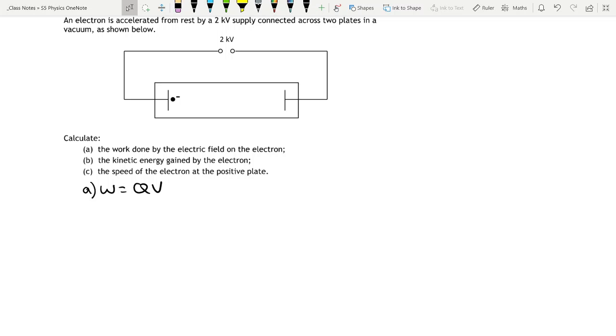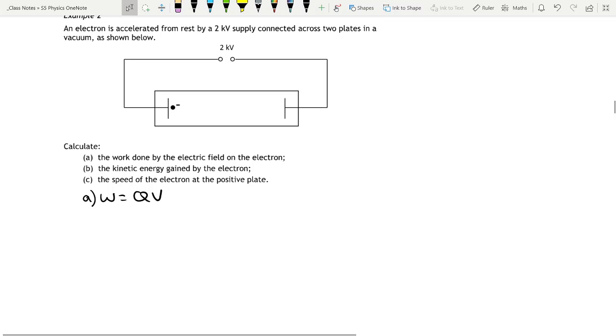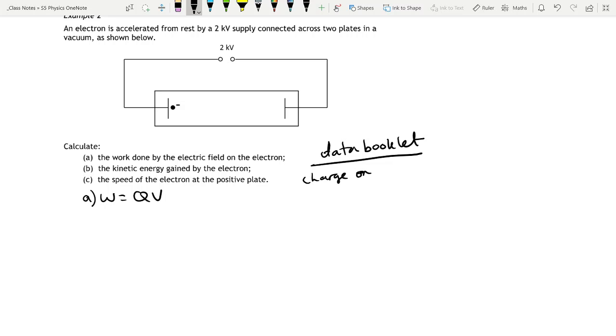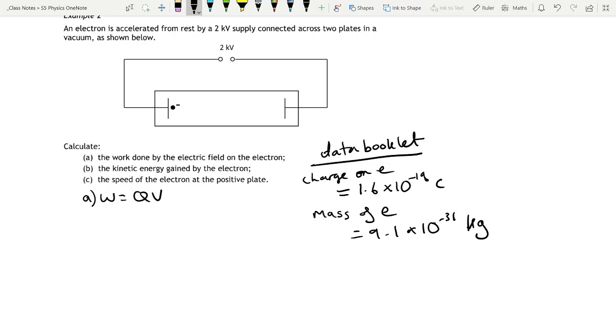Okay, so for this one, obviously you're not given a charge, but you are given that it's an electron. So you would look at your data booklet and find the charge on an electron, which is 1.6 times 10 to the minus 19 coulombs. You'll probably also later on in the question need to know the mass of an electron, which is 9.1 times 10 to the minus 31 kilograms.